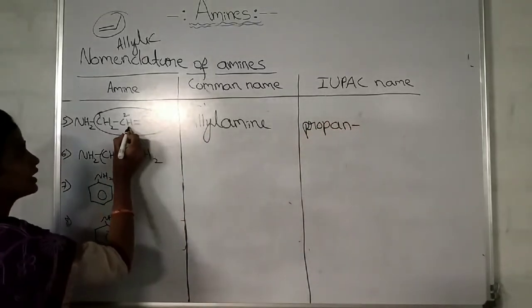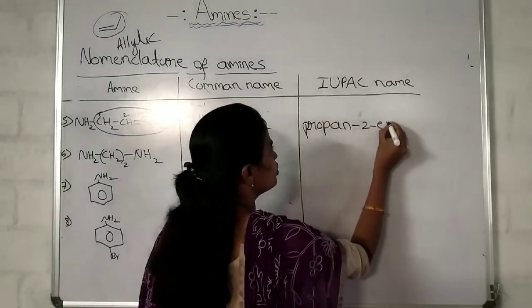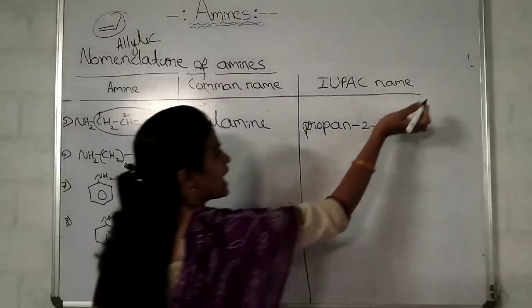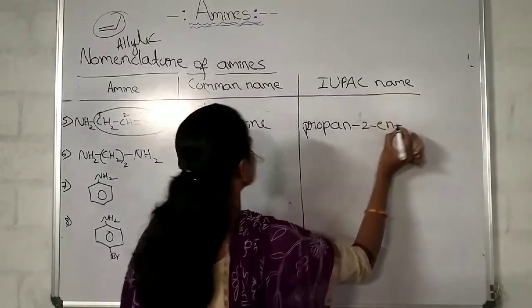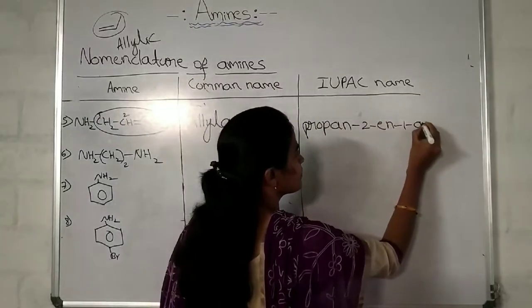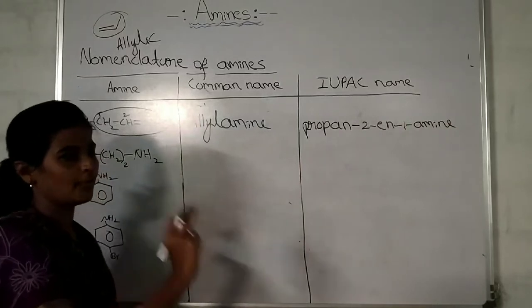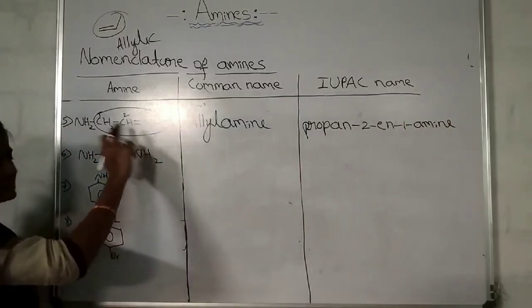Propane. To the second carbon atom, a double bond is there. Propan-2-ene. The last E is replaced. To the first carbon atom, an NH2 group is attached. 1-amine. Propan-2-ene-1-amine is the IUPAC name of this example.